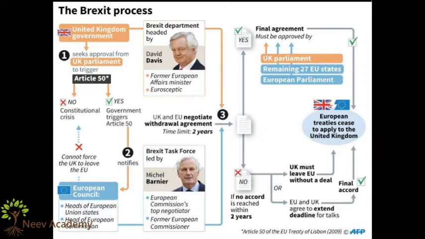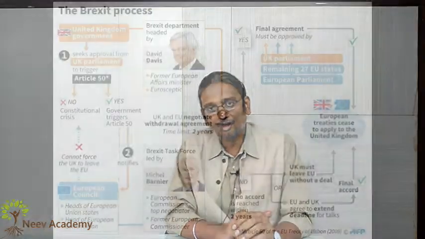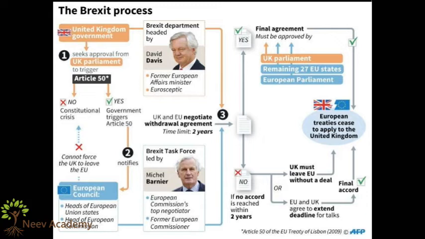First, the government seeks approval from UK Parliament to trigger Article 50. Second, after the referendum, what all happened? We saw the referendum happened on the 23rd of June 2016. After that, the United Kingdom government sought approval from the UK Parliament to trigger Article 50. This is Article 50 of the Treaty of Lisbon 2009.